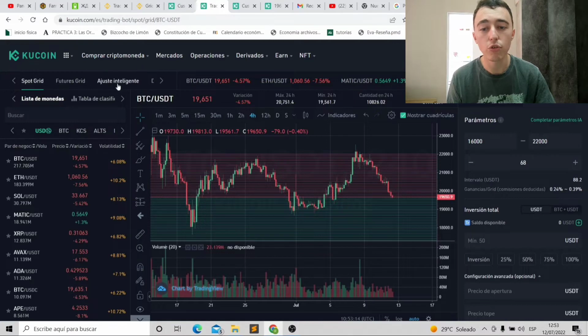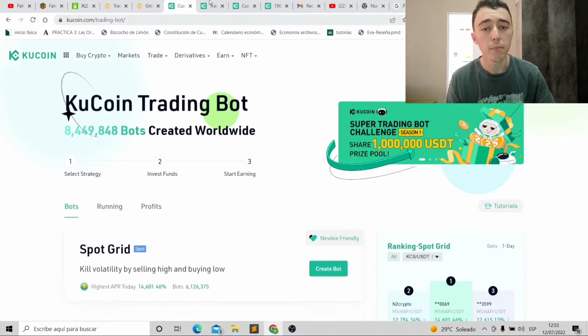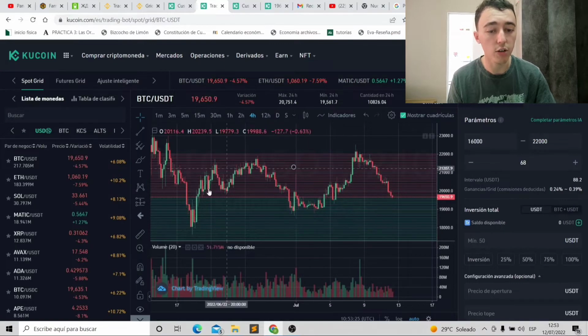Spot grid, futures grid. I don't know why it's appearing in English. Actually, before it was in English. DCA, infinity grid, and smart rebalance. Okay, but in this case, if you are on this page, the only one that works with an actual graph where you can see is spot grid. So spot grid you have to use from here.